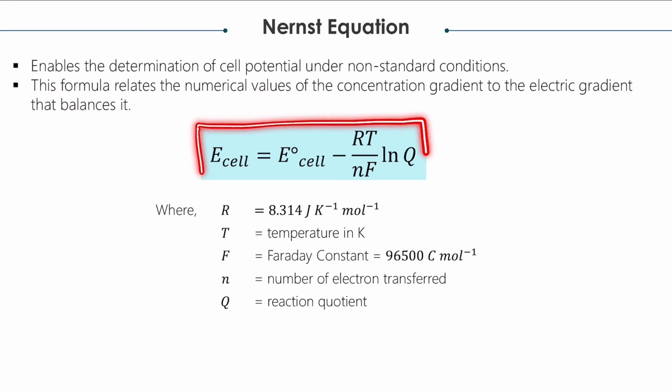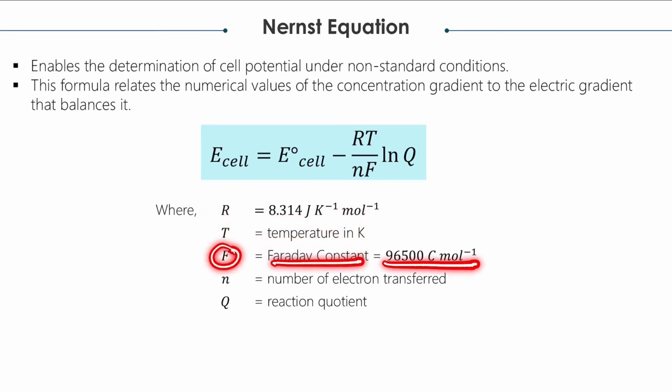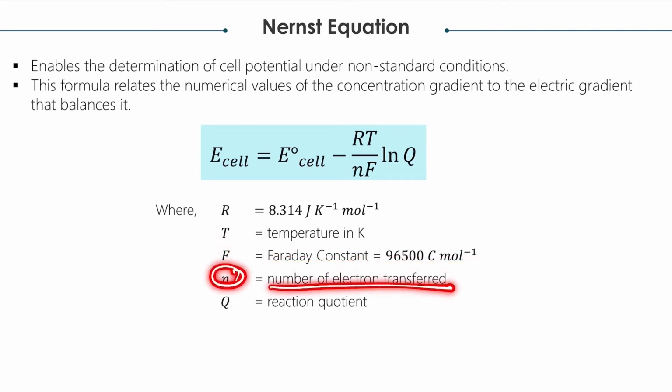So this is the Nernst equation, where R is the gas constant, T is the temperature in Kelvin, F is the Faraday constant, n is the number of electrons transferred, and Q is the reaction quotient.